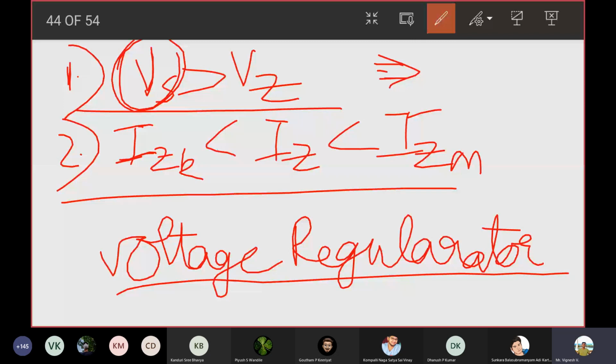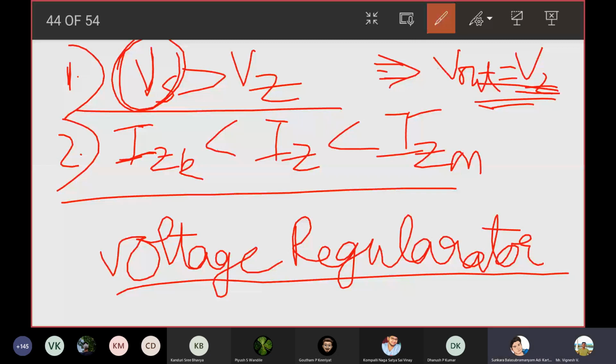Is it clear? Yes, sir. Till now we have discussed the reverse bias condition. The Zener diode is discussed only in reverse bias condition and only in breakdown condition. I am least bothered if the diode is working in forward bias. If it is working in forward bias, it will act as a normal PN junction diode.